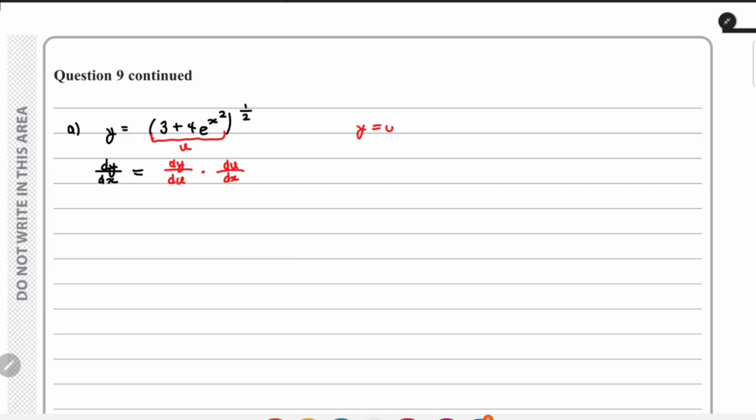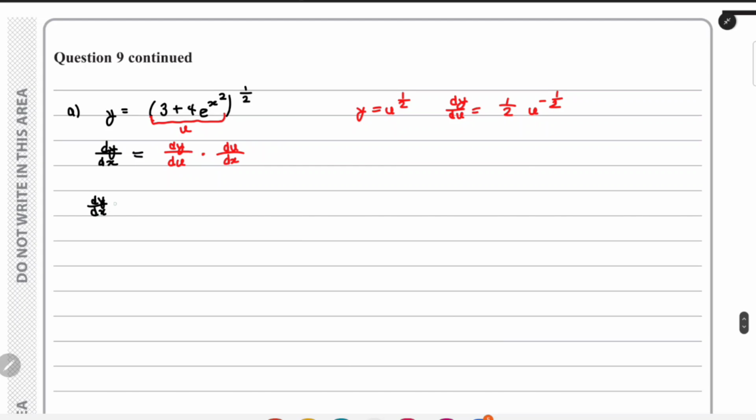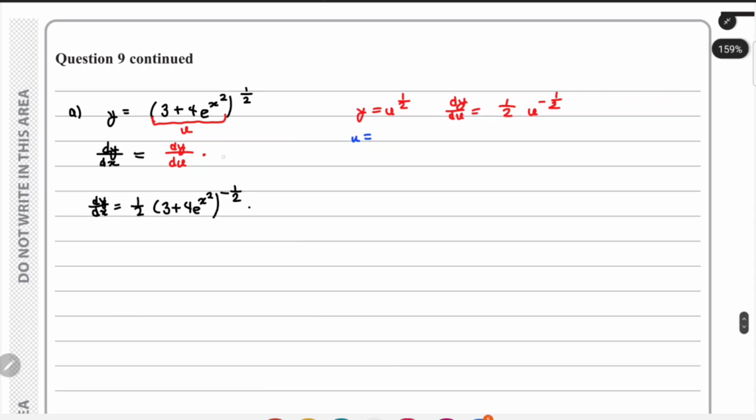Y can be written as u to the power half, so dy by du is half times u to the power minus half. I'll write that at first. So dy by dx is half times u to the power minus half. U over here is the whole thing, so I'll just write it down again. So this is u, and we have it to the power of minus half. And outside we have to write down du by dx. U over here is 3 plus 4e to the power x squared.